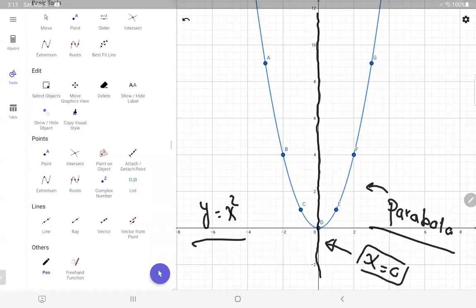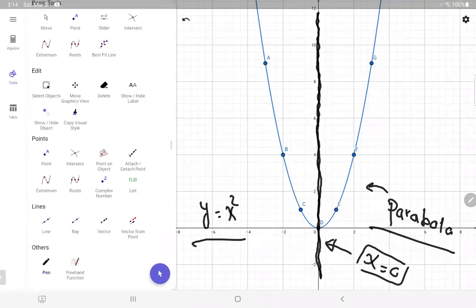This line, x equals 0. In every single point on this line, x is equal to 0, okay? In every single point on this line. That's why the equation of this line is x equals 0. Does it make sense?